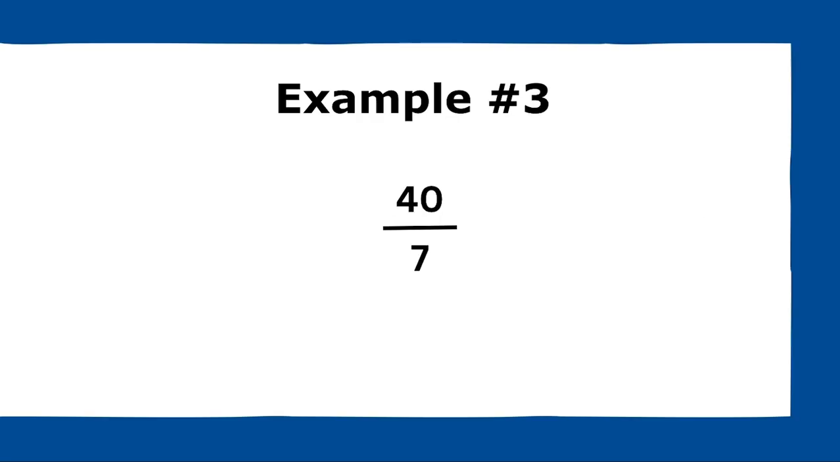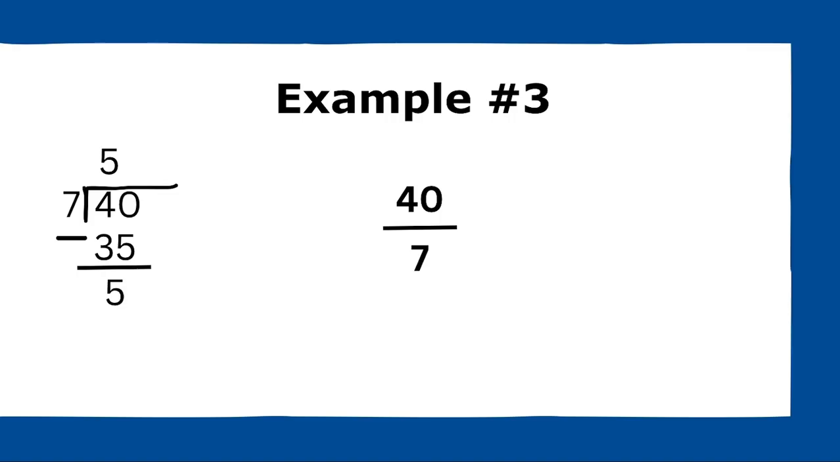Going on to my third and last example, I have 40 over 7. I'm going to use that long division, and I'm going to have 40 on the inside. Numerator always goes on the inside, and 7, which is my denominator, goes on the outside. So now I want to know how many times 7 goes into 40 without going over. And 7 goes into 40 5 times without going over. And when I do 7 times 5, I get 35. So now I'm going to subtract that 35 from 40. So 40 minus 35, and I get 5.